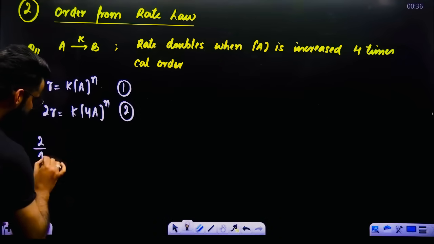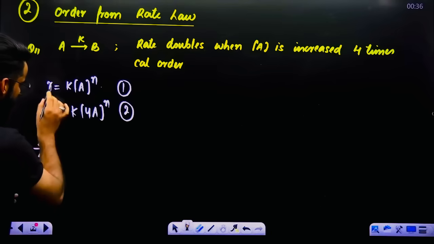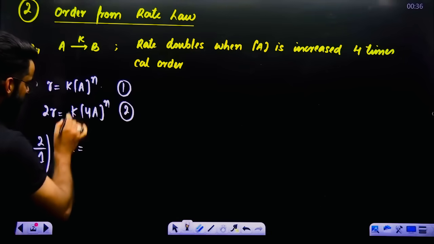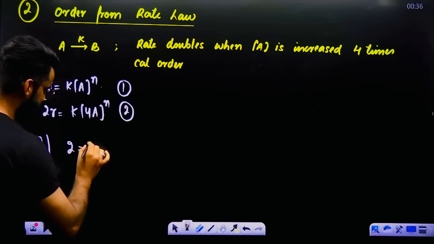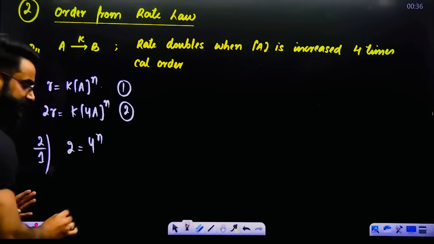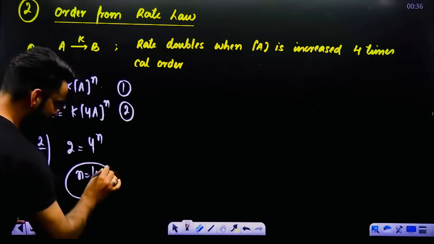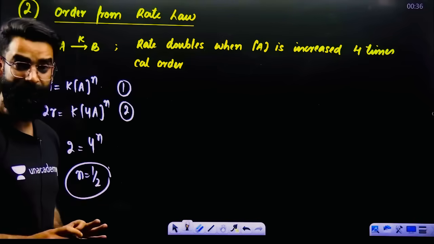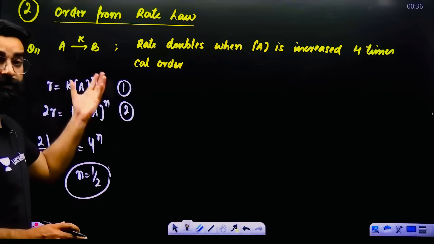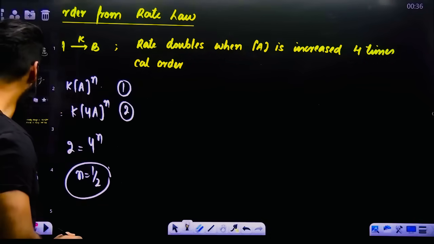My dear students, if you divide equation 2 by equation 1, so R and R get cancelled. On left side you get 2. K and K get cancelled. A raised to N, A raised to N cancelled. It becomes 4 raised to N. So from this particular equation, I can say N value has to be 1 by 2. So I would say order of the reaction is nothing but 1 by 2. So like this, you are going to solve these sort of questions which are again frequently asked when it comes to the NEET examination.